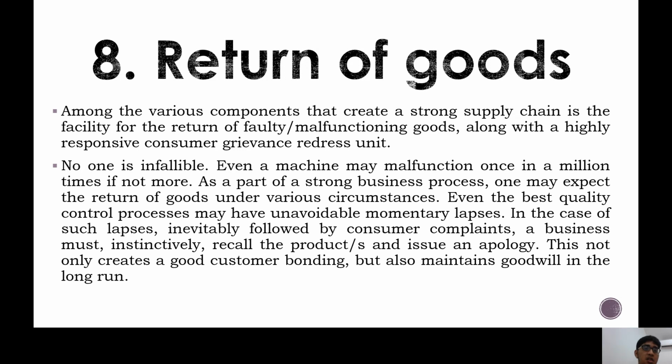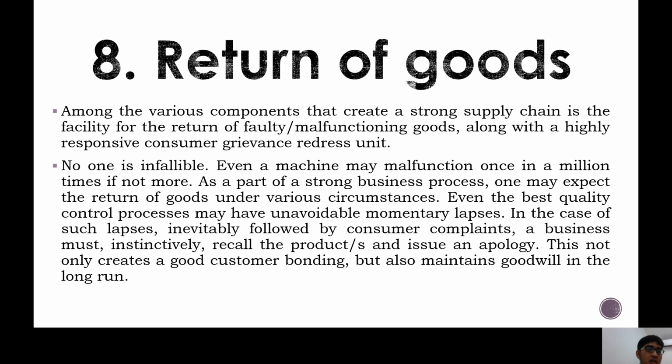So what do we mean by return of goods? Among the various components that create a strong supply chain is the facility for the return of faulty or malfunctioning goods, along with a highly responsive consumer grievance redress unit. No one is infallible. Even a machine may malfunction once in a million times, if not more. As a part of a strong business process, one may expect the return of goods under various circumstances.